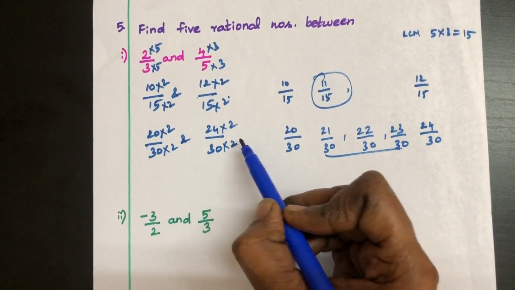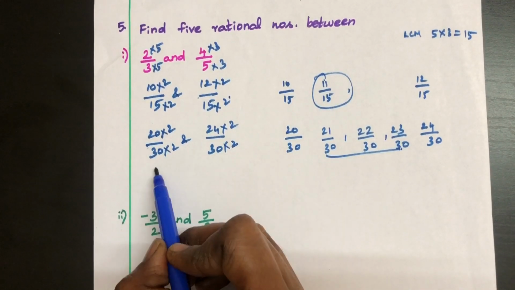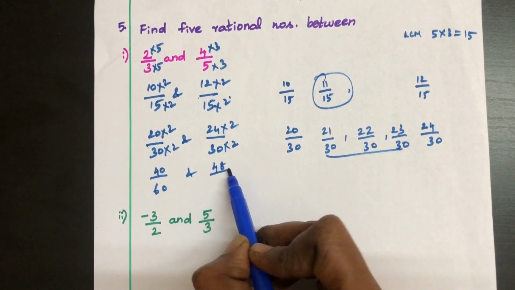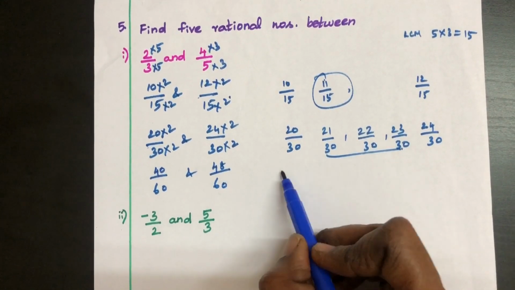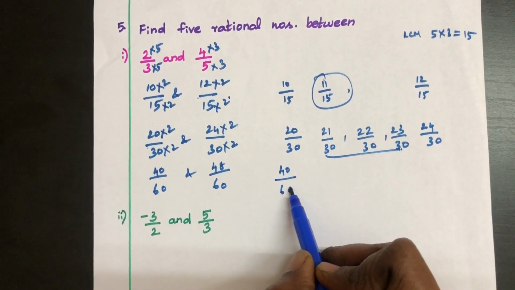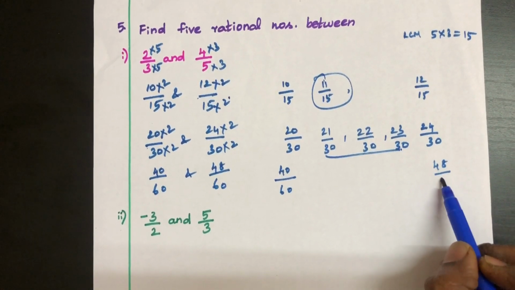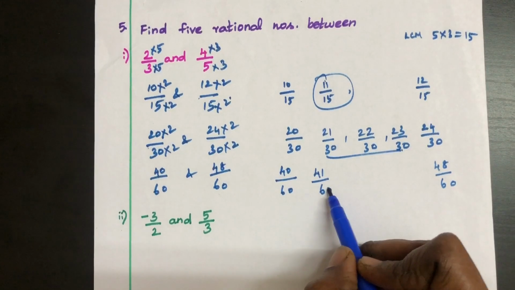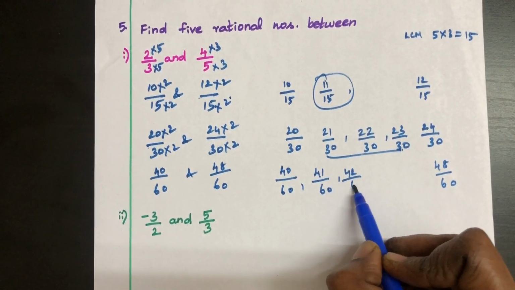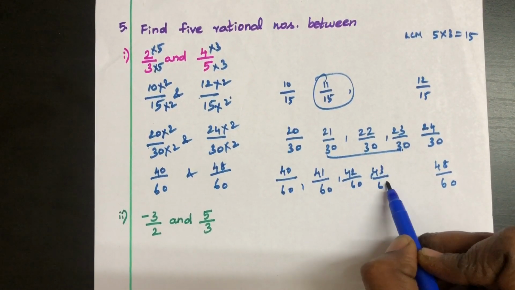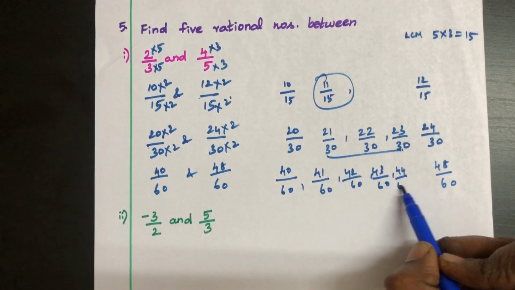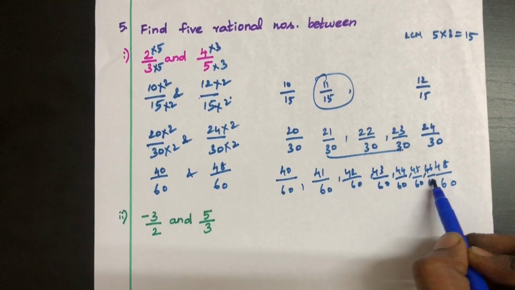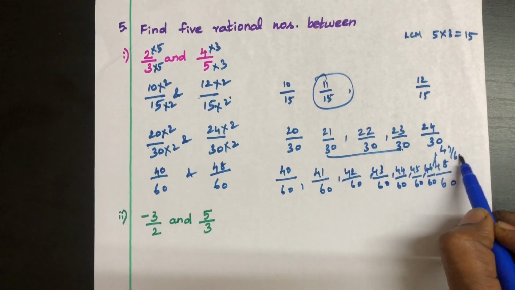Okay, it's very easy, right? Again with 2. So 2 2s are 4, so 40 by 60 and 48 by 60. So how many numbers? 40 by 60 and 48 by 60 are the end numbers. In between we are going to find 41 by 60, 42 by 60, 43 by 60, 44 by 60, 45 by 60, 46 by 60, 47 by 60. How many numbers?